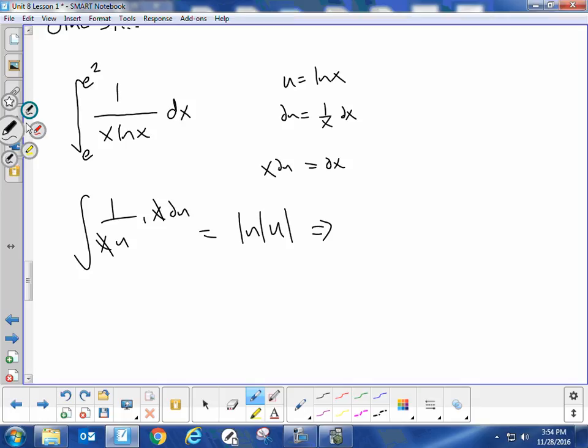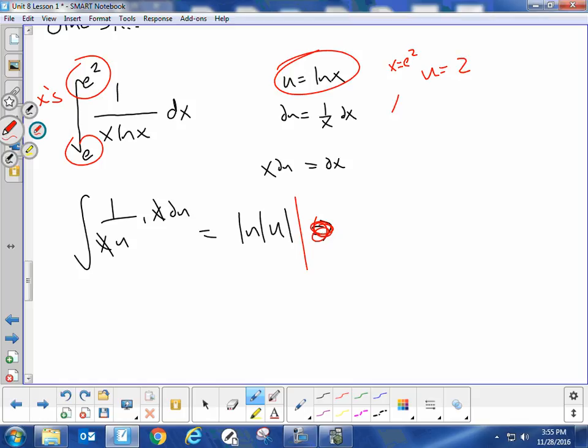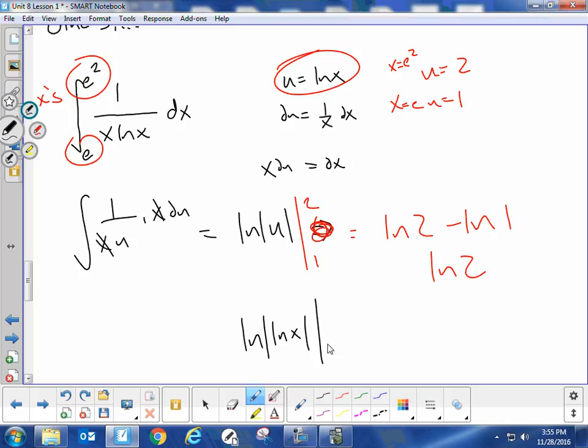Now you can either go between log of u, and it's actually easiest if you replace these x's with u's using this. So if we have e squared, u would be 2. If we have e, u would be 1. So between 1 and 2, we end up with log of 2 minus log of 1, which is just log of 2. If you wanted to go back to x's, you could. The log of the log of x between e and e squared. But again, you would just get log 2 minus log 1 over log 2.